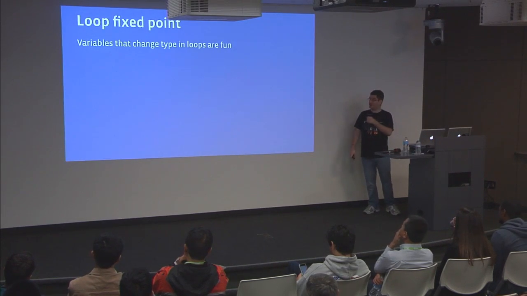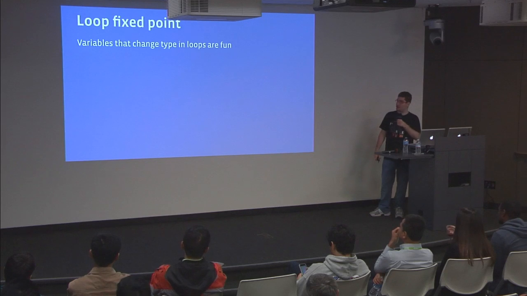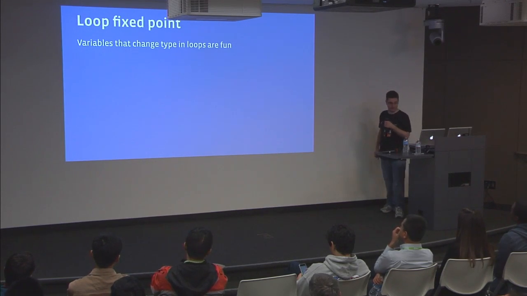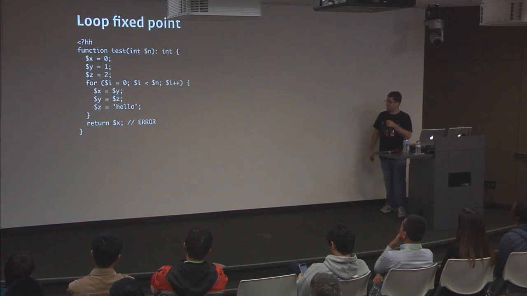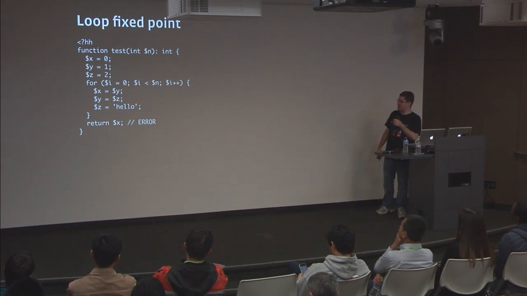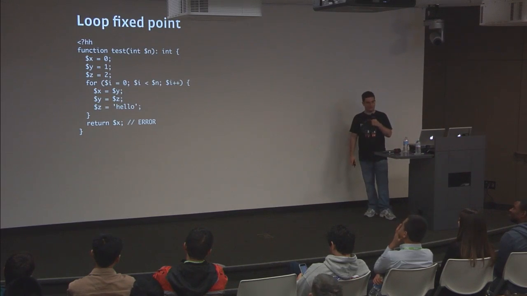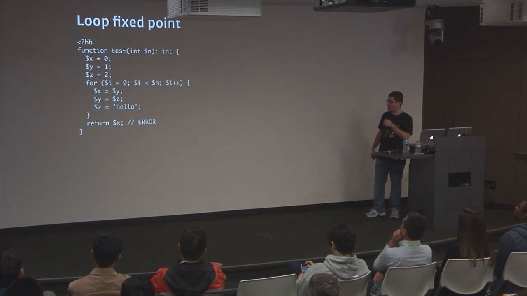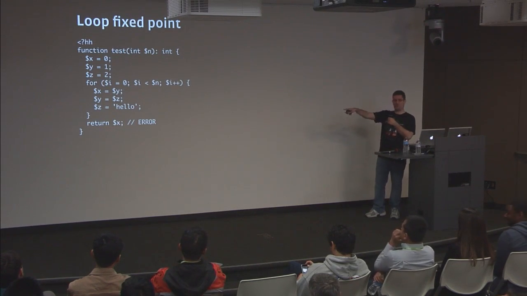Next feature, loop fixed point. Variables can change types in loops since variables aren't declared, and this is an enormous amount of fun. So here's an example bit of code. This might look a little bit contrived, but I promise you this is a simplification of code that was actually given to us by a product engineer in the early days of Hack, that we were mistyping. So this is a realistic example, believe it or not.